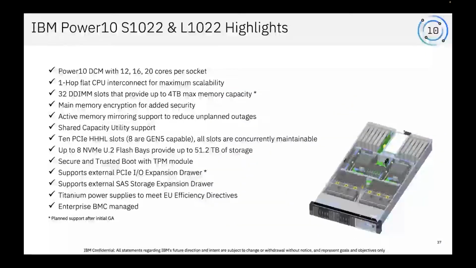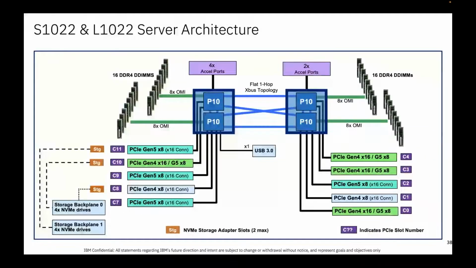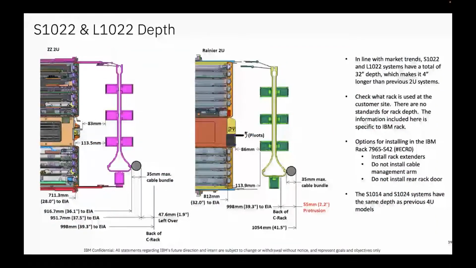The 1022, we're using, again, the dual core modules, and now we can do 12, 16, or 20 per socket. So 24, 32, 40 cores in a 2U platform. Terrific. We still have the same architecture. So we have our 32 DIMM slots, OMI slots, and we have our 10 PCI slots.